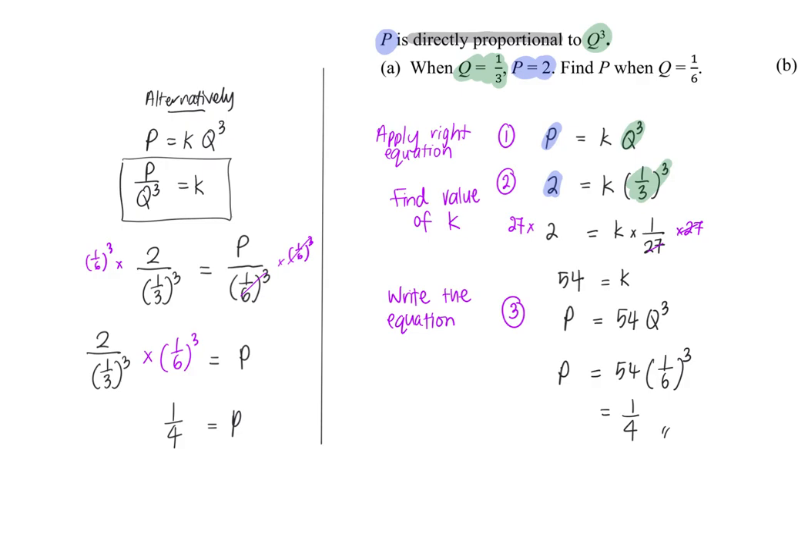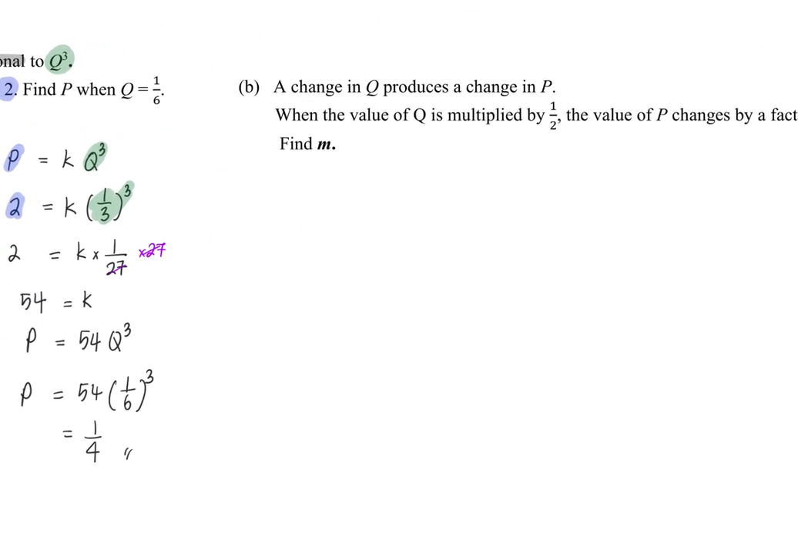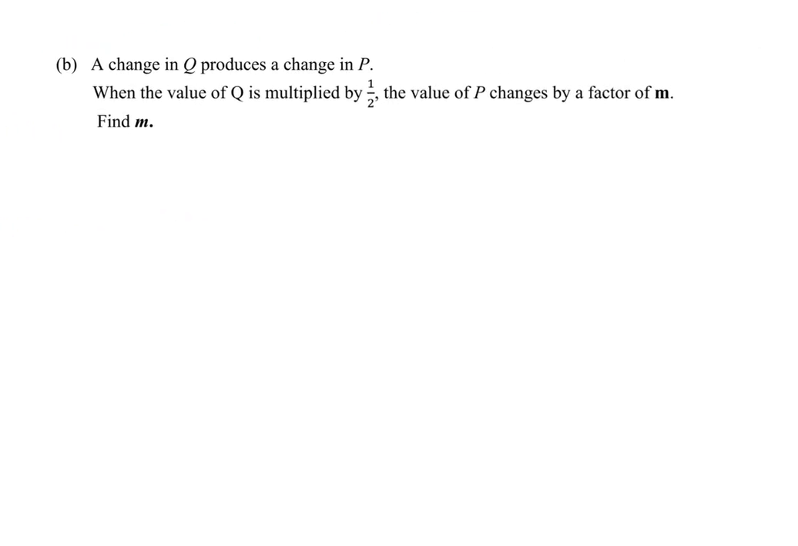Now for part B, a change in Q produces a change in P. And let's see what that leads us to. I will definitely need this, and the new P equals K times Q cube. Why did Mr. Tan use the word new? Because now they expect us to know what will happen to this P when the value of Q is multiplied by half.